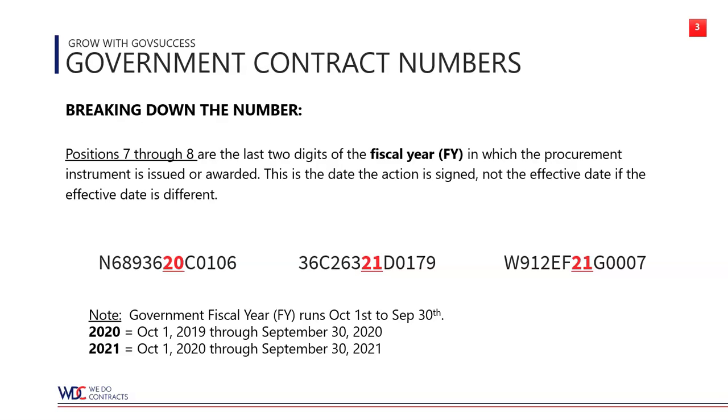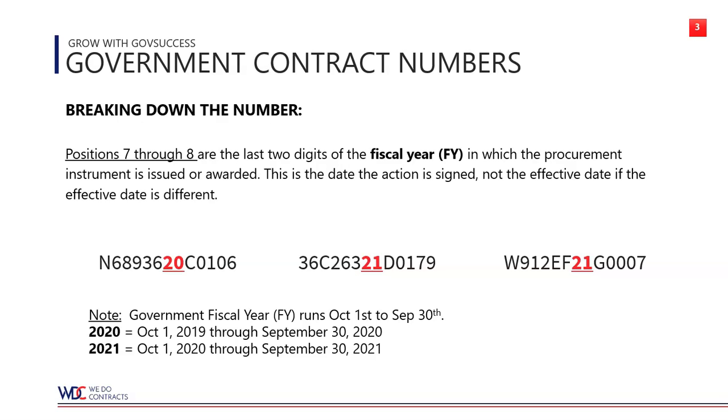Positions 7 through 8 is the last 2 digits of the fiscal year that the instrument, so the contract or whatever, is being issued or awarded. And it's usually the date that it's signed, not the effective date of the contract. So depending on what part of the month it's happening and what time of year it's happening, it could be a different number than what you're physically in.